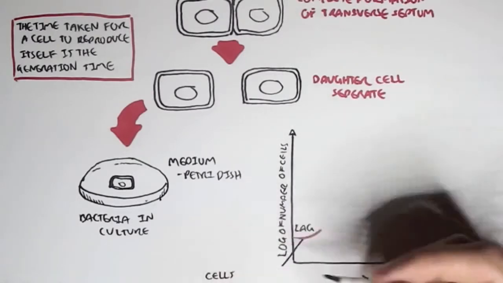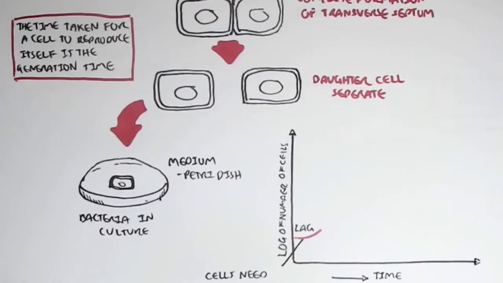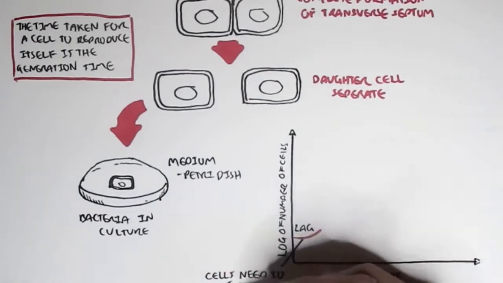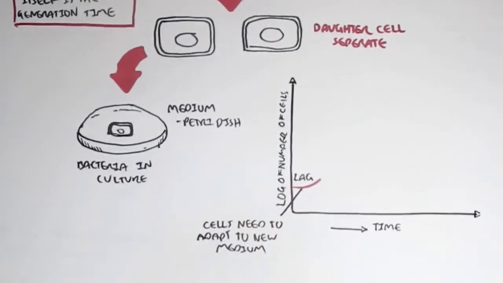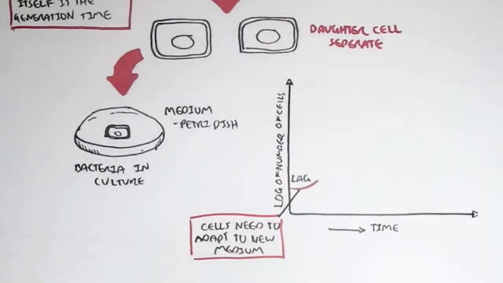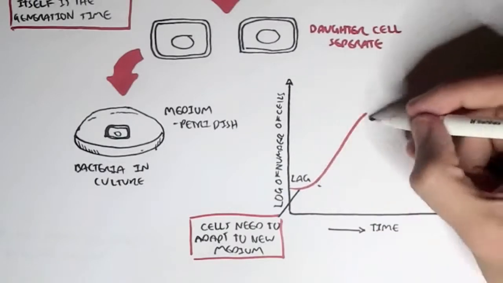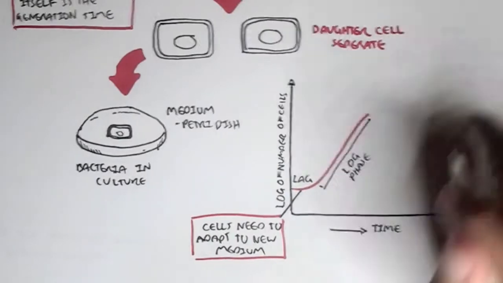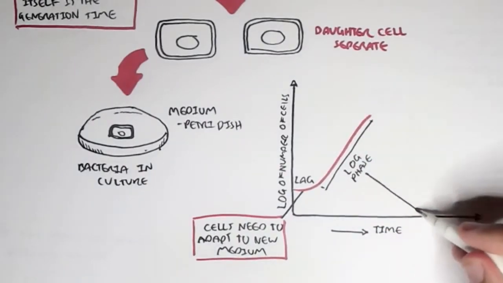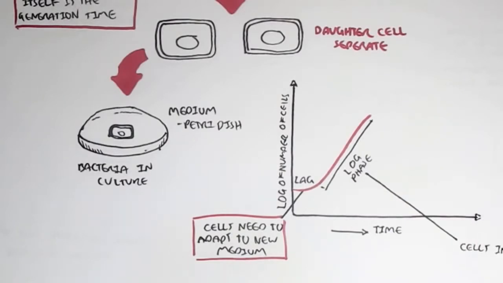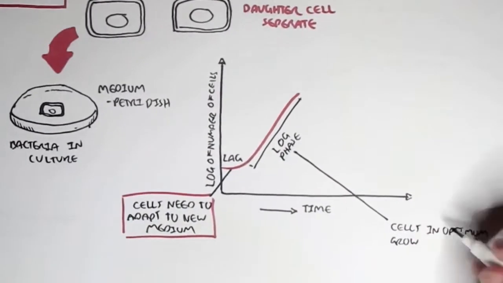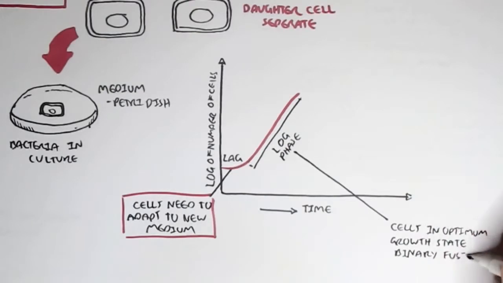The first phase is known as the lag phase. In this phase, the bacteria need to adapt to the new medium because it was just placed there. After some time, we have the log phase, where cells are in optimum growth state and perform binary fission, the reproduction process. And as you can see, during the log phase, there is a logarithmic increase in cell number.